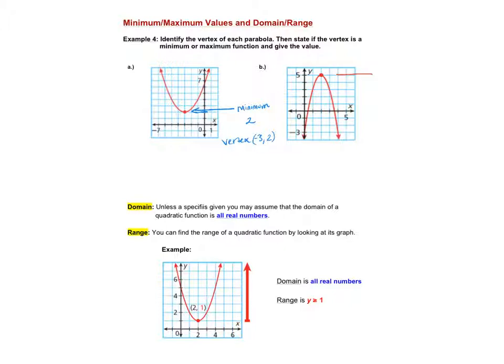Okay, for the next one, the maximum, because it's up top, the maximum is at the number 5, and that ordered pair is going to be 2 on the x, 5 on the y. So 2, 5 for the vertex. Vertex is always an ordered pair. Minimum or maximum is just the number where it is. Think of it as like the height.